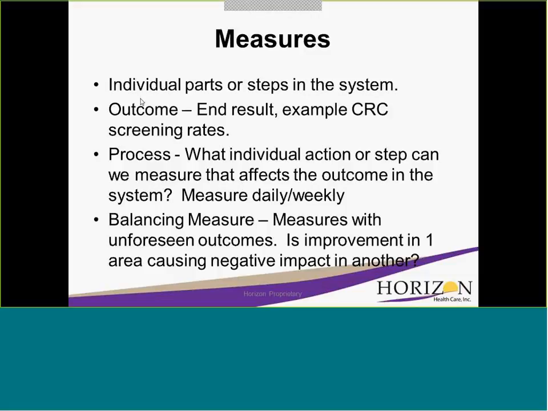A process measure, on the other hand, is the individual action or step that we can change and measure that might affect the outcome in the system. And instead of measuring this on a monthly basis, this should be measured on a daily or weekly basis. By measuring on a daily or weekly basis, we obtain more data that can be tested for change. And then the balancing measure is a measure with unforeseen outcomes. So is moving one area having a negative impact on another?